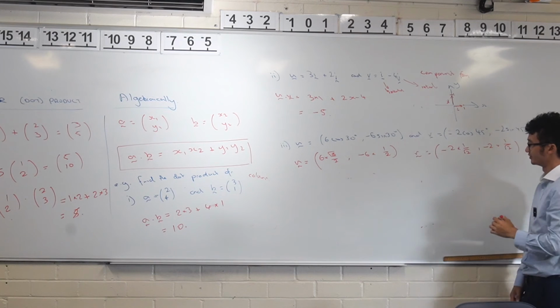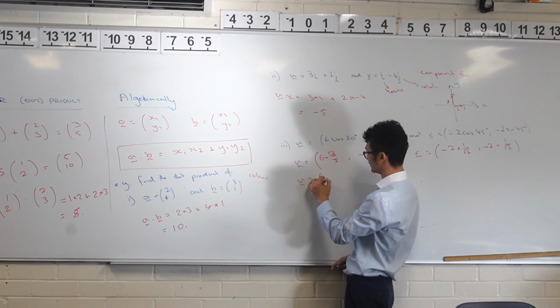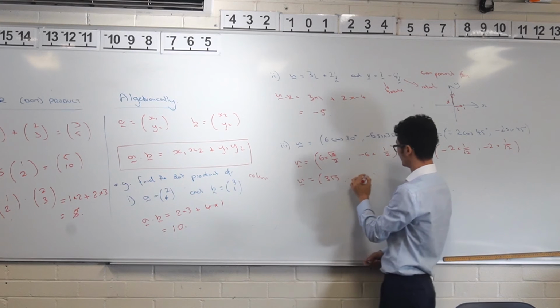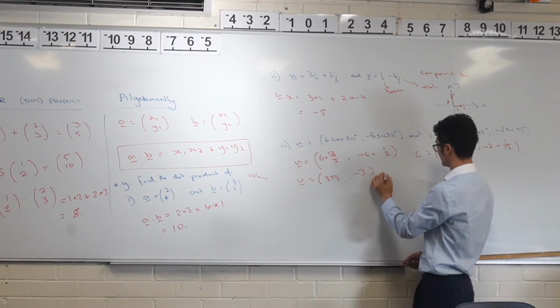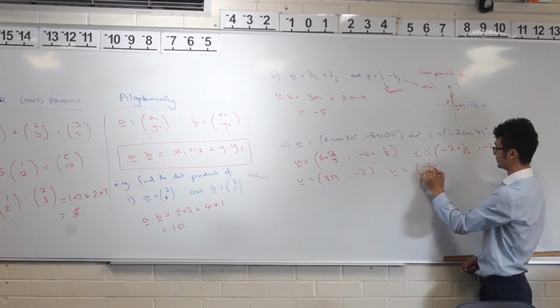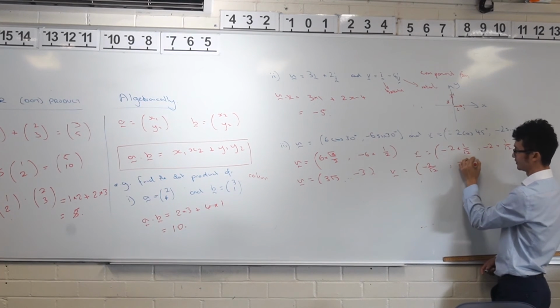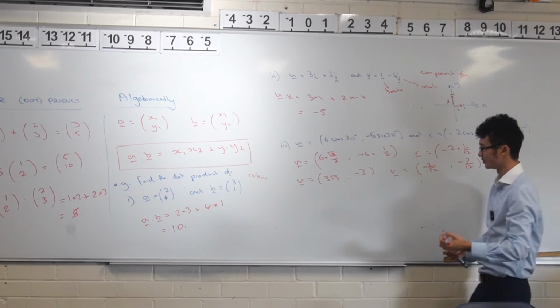Alright, so far so good. Then we can probably simplify these a bit. So U is going to be 3 root 3, and this will just be minus 3. And V is going to be negative 2 on root 2 and negative 2 on root 2 as well. Alright, perfect. Now this is the fun part. Now I get to put them together.